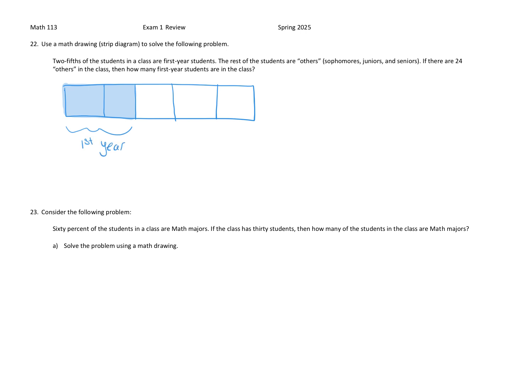Okay, and the rest are others. So I'm going to label this others. And there are 24 others in the class. So I have to break that 24 into these 3 equal pieces. And 24 divided by 3 is 8. So this has to be 8, 8, 8 to make 24, which means these are also eights because all 5 pieces have to be equal, which means how many first year students are in the class? 8 plus 8 or 16.